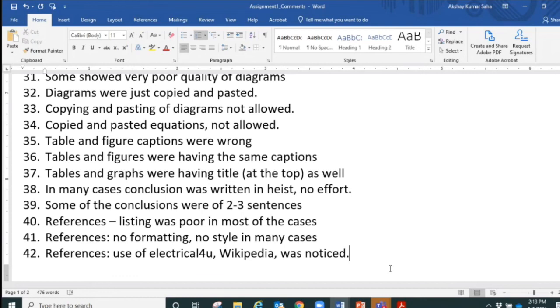So I gave marks where I could. Like I mentioned, if it was okay, I gave 4 out of 5, 3 out of 5. But in some cases, there's no way I could give marks. That's why the marks were low, and very few students got high marks. But yes, we need to make sure that we put in more effort.